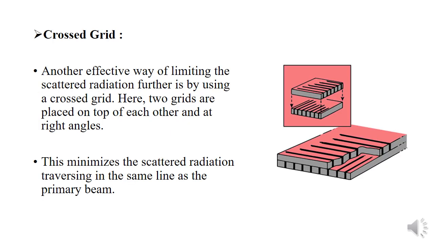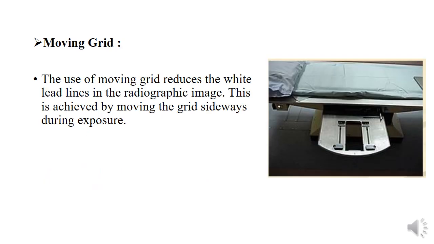Crossed grid. Another effective way of limiting the scattered radiation further is by using a crossed grid. Here, two grids are placed on top of each other and at right angles. This minimizes the scattered radiation traversing in the same line as the primary beam. Now, the moving grid. The use of a moving grid reduces the white lead lines in the radiographic image. This is achieved by moving the grid sideways during exposure.